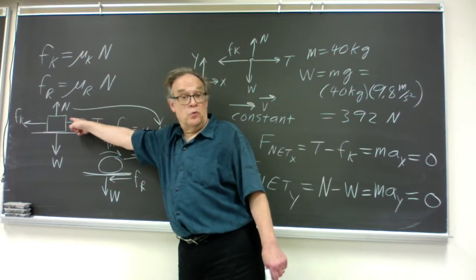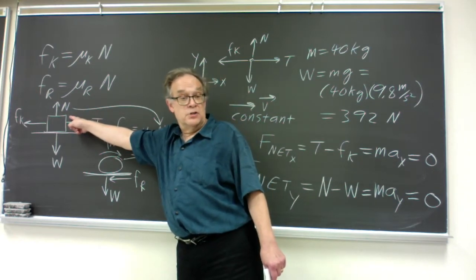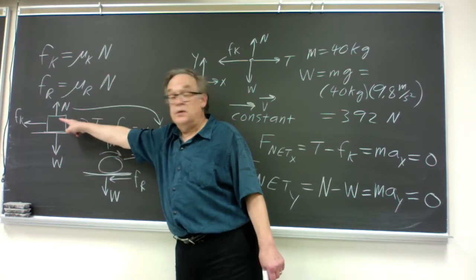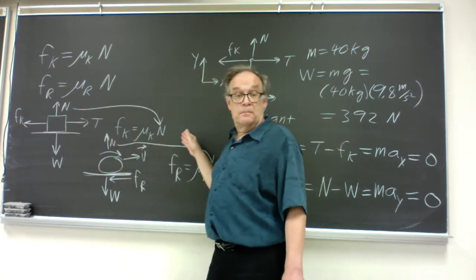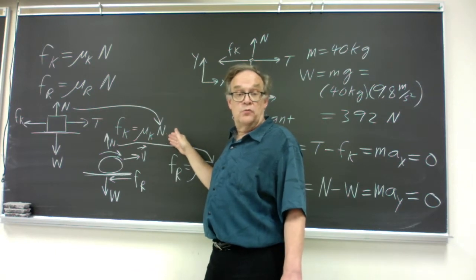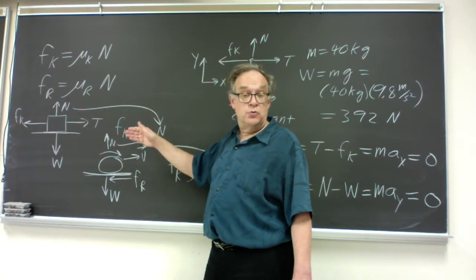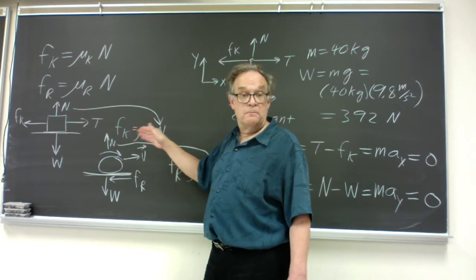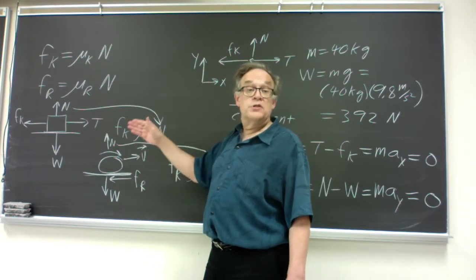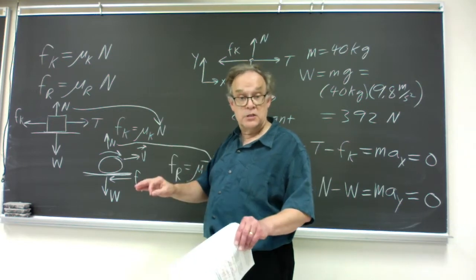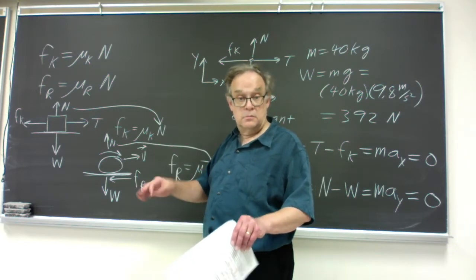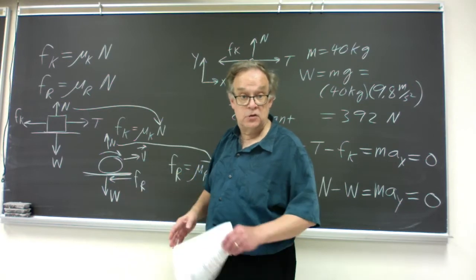I'm pulling the crate this way, so the kinetic friction force points opposite to the direction of motion. And the magnitude of that kinetic friction force is just this coefficient of kinetic friction times this normal force. This normal force comes from the floor. The kinetic friction also comes from the floor. So whenever we're talking about the normal force that's related to the friction force, that normal force and the friction force are always coming from the same surface. Remember that. That'll make things easier.